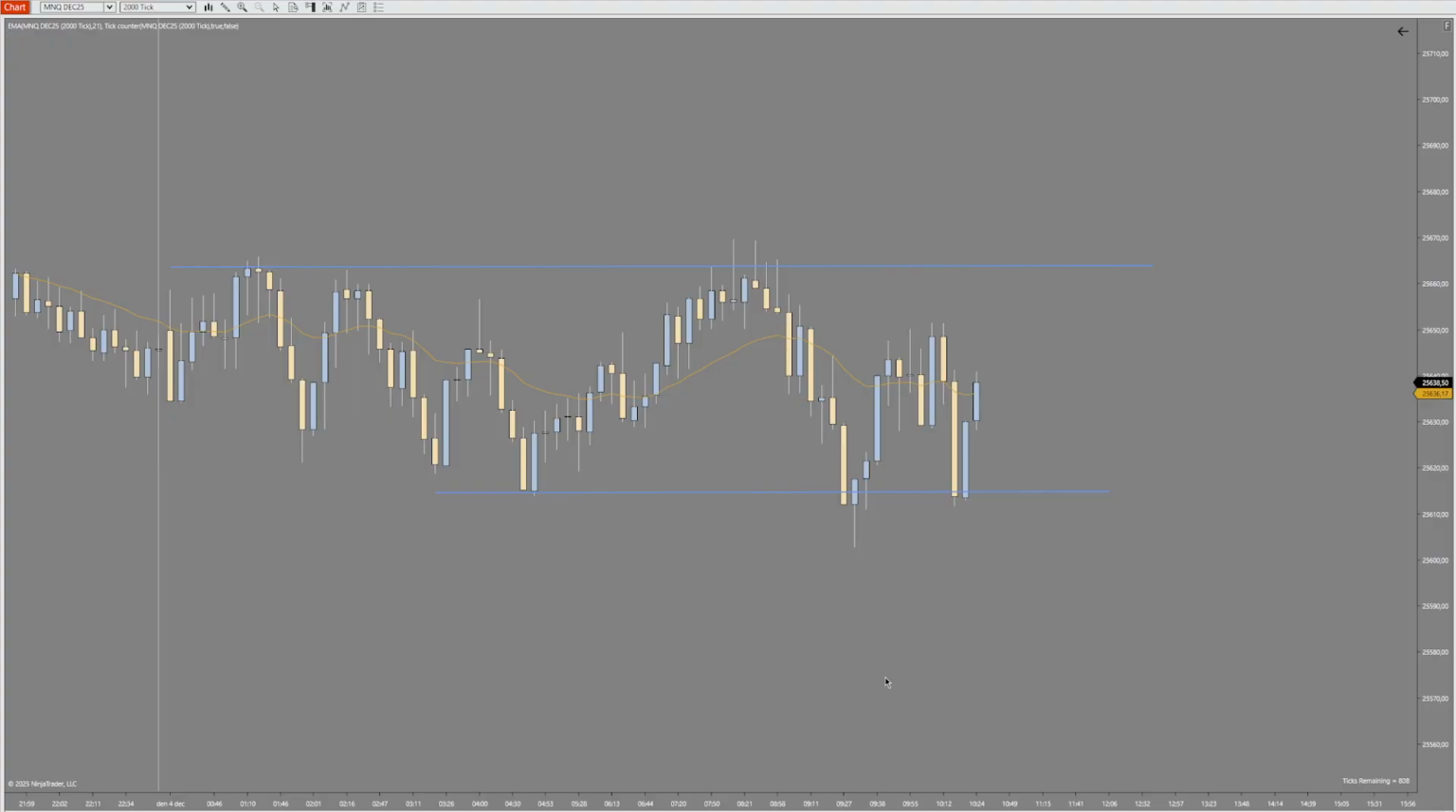It moves quickly, especially at open, and it's a high leverage. So be careful out there.